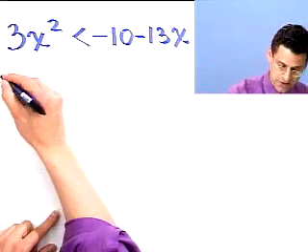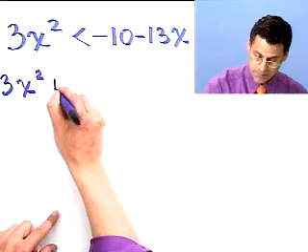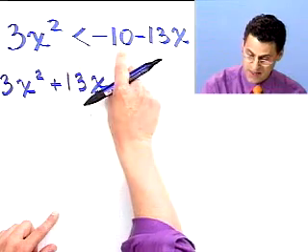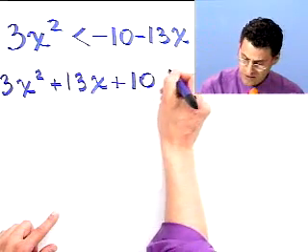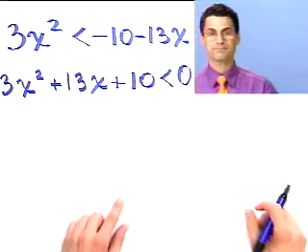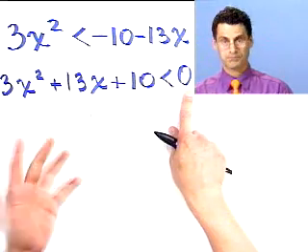So what I would see after you bring all that over is 3x squared, then plus 13x, because I bring that over to this side. And if I bring that minus 10 over, it'd be a plus 10. And that's all going to still be less than, but now there's nothing here, so I just have a 0 here now. Okay, so I have all this less than 0. So I want to find out all the values I could plug in here for x, which will make this number negative. That's the goal.